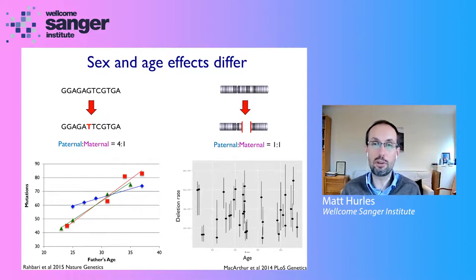But if you contrast that to the right-hand side, with a particular type of mutation which creates a deletion of a large chunk of DNA on one particular chromosome, we can see that when we investigate that further, it's actually 50-50 whether it occurs in the sperm or the egg, through the male line or through the female line.